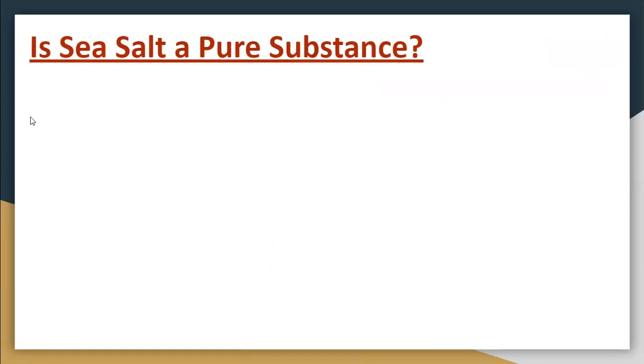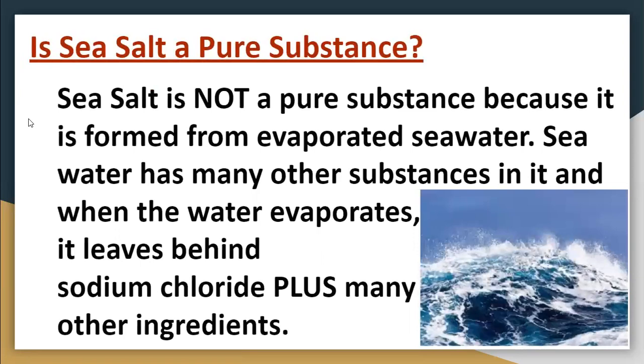Is sea salt a pure substance? We said salt was a pure substance. What about sea salt? Sea salt is not a pure substance because it is formed from evaporated seawater. Seawater has many other substances in it, as you can imagine, and when the water evaporates, it leaves behind sodium chloride plus many other ingredients. So that's why if you go to the store, it's better to buy sea salt than regular table salt because sea salt has a lot more minerals and things that are good for you. So always try to buy sea salt, but it is not a pure substance.